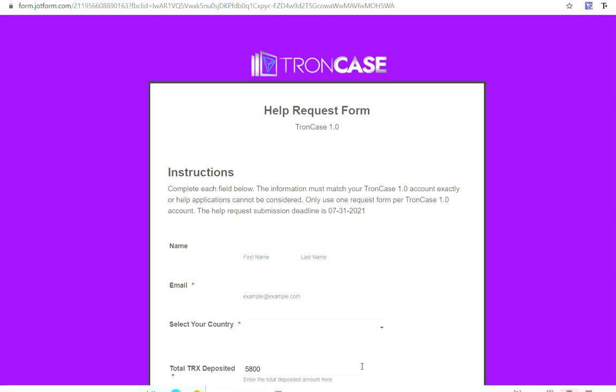Hello, everyone, and I'm coming to you with a way, I believe this is legitimate, a way for you to recover your lost TRX in Troncase 1.0. There is a form that has been circulating that is supposed to basically give you the difference between what you invested and what you actually were able to get out of the contract. I don't know if it's 100% of the difference or a percentage of the difference.